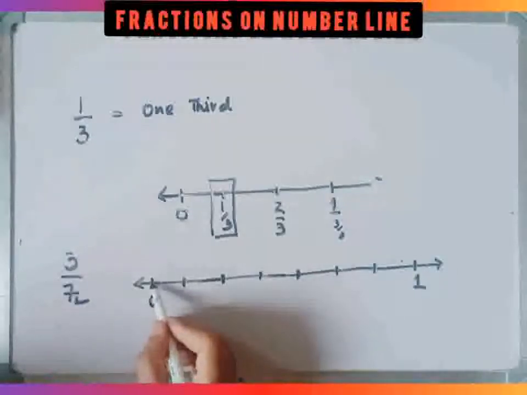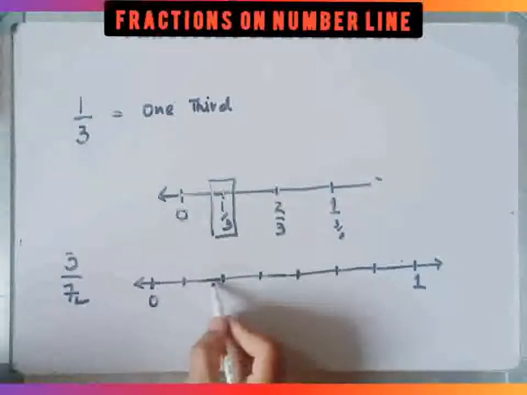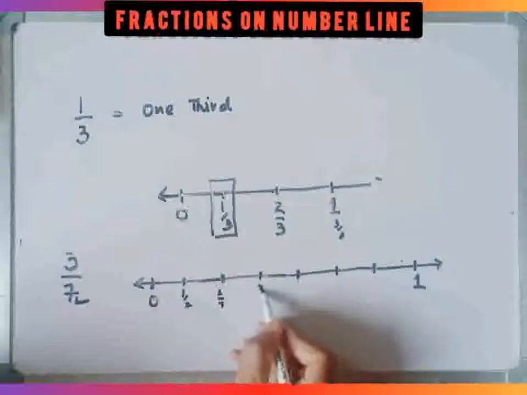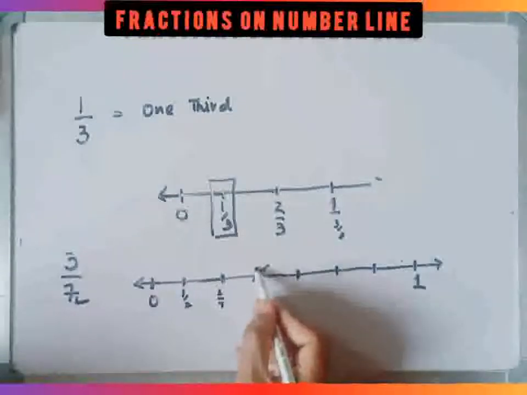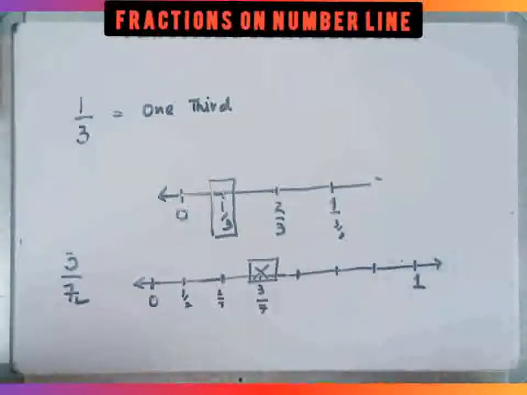From here to here it is 1 by 7. Then it will be 2 by 7, and this will be 3 by 7. So here, the required fraction is 3 by 7. This is how we can represent a fraction on a number line, right?